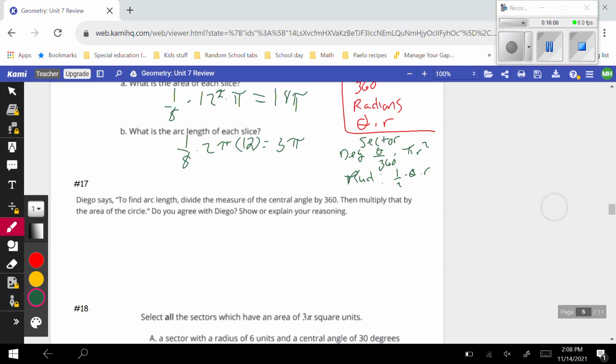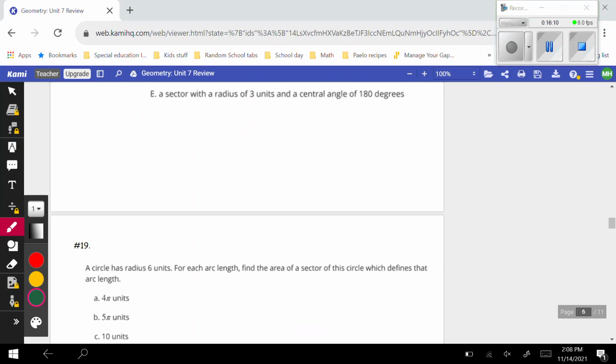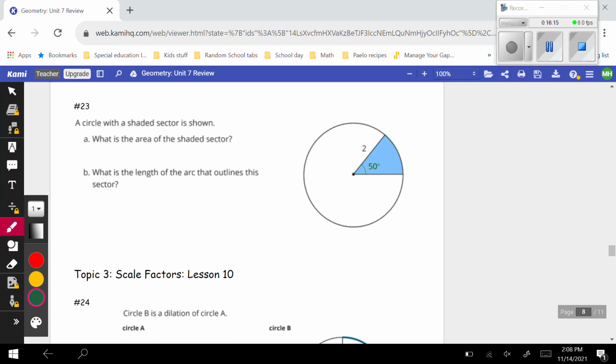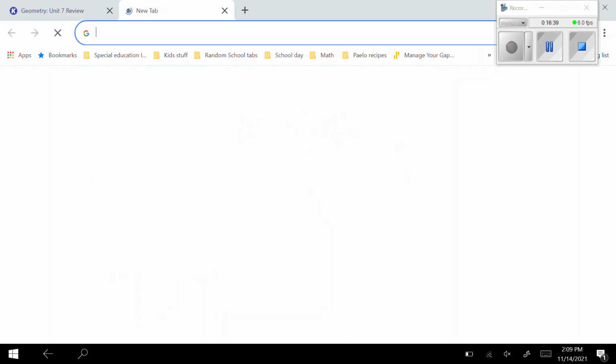Okay. All right, the next one I'm going to go over is number 23. And again, if you haven't tried it, please pause the video. What is the area of the shaded sector? So again, this is in degrees. It has a degree symbol. So I'm going to go 50 over 360 times pi times 2 squared. 50 times 2 squared divided by 360. And I want to make sure in my calculator I'm hitting math, enter, enter.